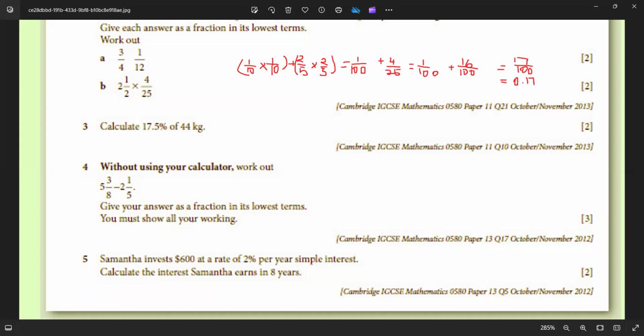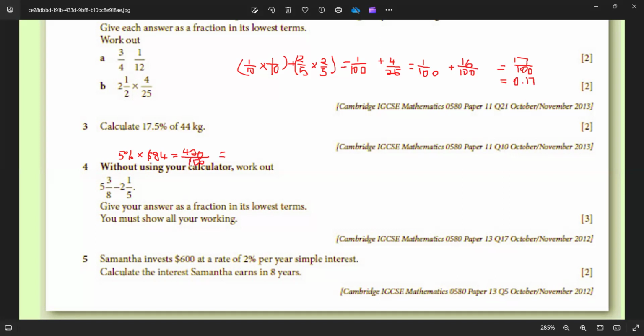Maria pays $84 rent. The rent is increased by 5%. Calculate Maria's new rent. So firstly, we'll need to calculate the 5%. How much is the 5%? Then how will we calculate this? 5% times 84. 5 times 84 divided by 100. 5 times 84 is 420 divided by 100 because it's a percent.